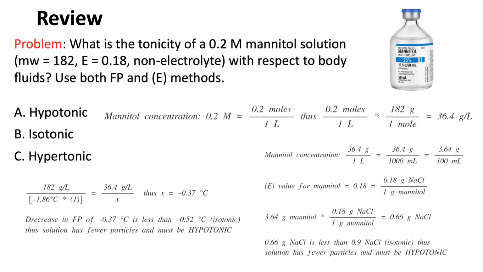And since that value is less than what we would have required for an isotonic solution, being 0.9 grams of sodium chloride, we can conclude, again, using the sodium chloride equivalent method, the same conclusion, that this concentration of mannitol, the 36.4 grams per liter, which again is the same as the 0.2 molar concentration we were told to begin with, is a hypotonic solution. So those two were very fundamental skills, both the freezing point depression method and this sodium chloride equivalent method, for at least at this point evaluating the tonicity of a solution.